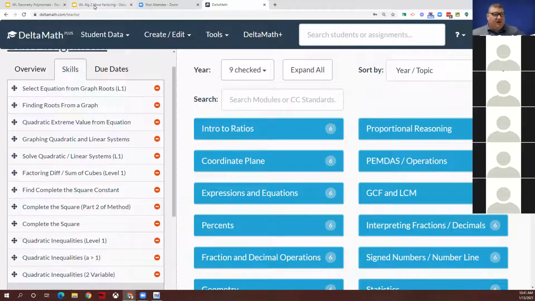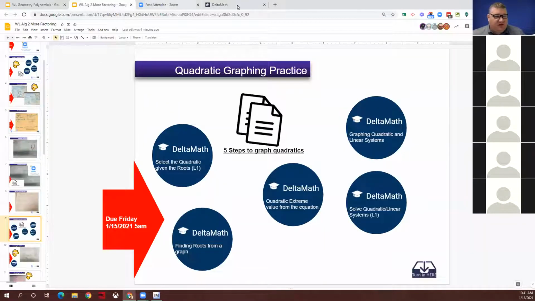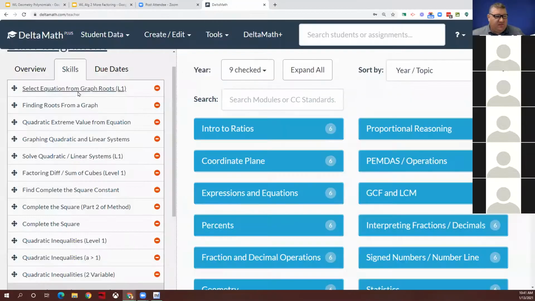All right, so the ones you need to do are select quadratic roots, select quadratic given the roots. Okay, so here we go. Select equation from graph the roots.